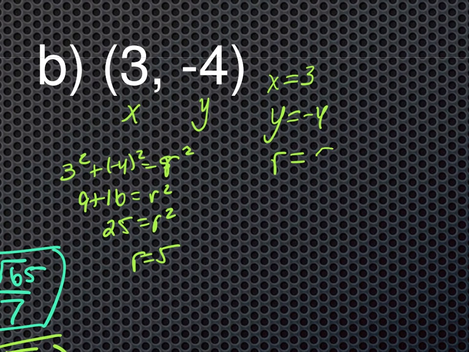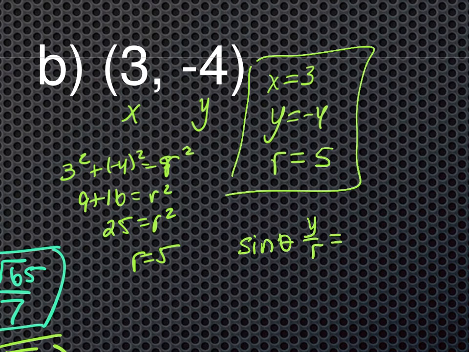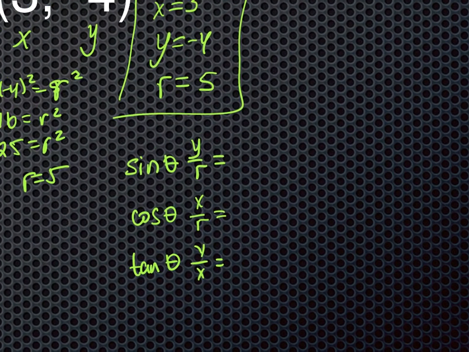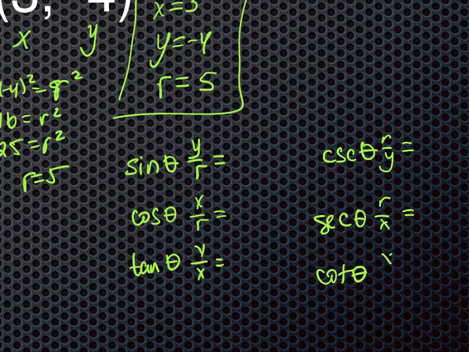Okay, so let's run through our trig functions, and we are finished. Sine of theta is y over r. Cosine of theta, x over r. Tangent of theta, y over x. So my reciprocal functions would be cosecant of theta is r over y. Secant theta, r over x. And then cotangent theta, x over y.